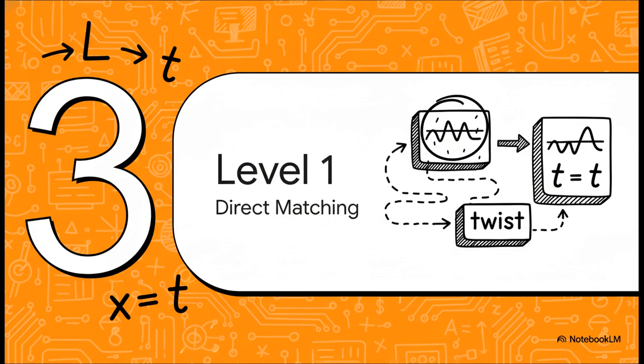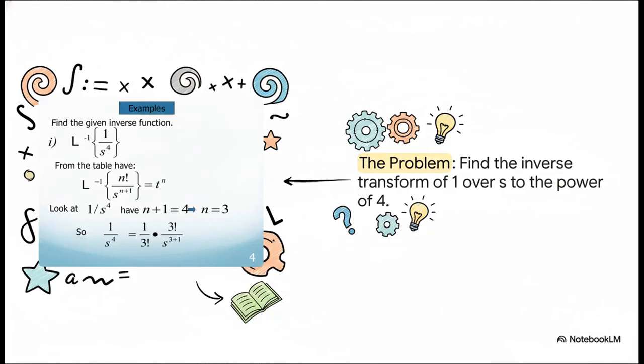Okay, let's put this into practice. We're going to start with level 1. This is where the function f of s that we're given looks a lot like an entry on our map, maybe with just a little twist. All right, here's our first challenge. Find the inverse transform of 1 over s to the 4th.